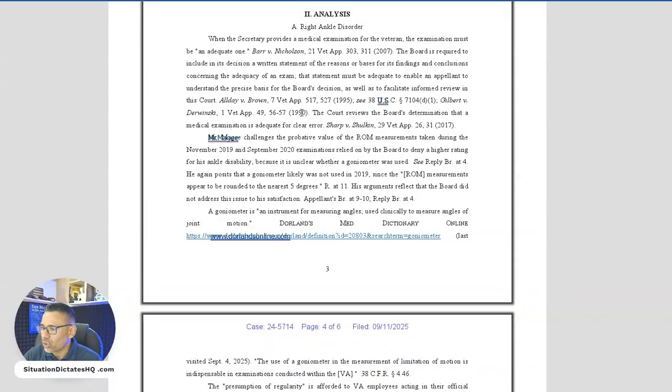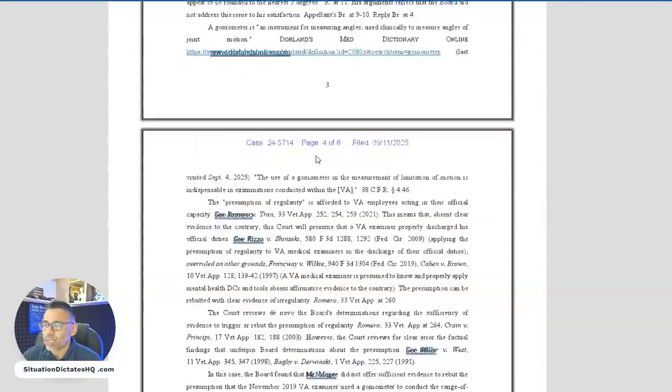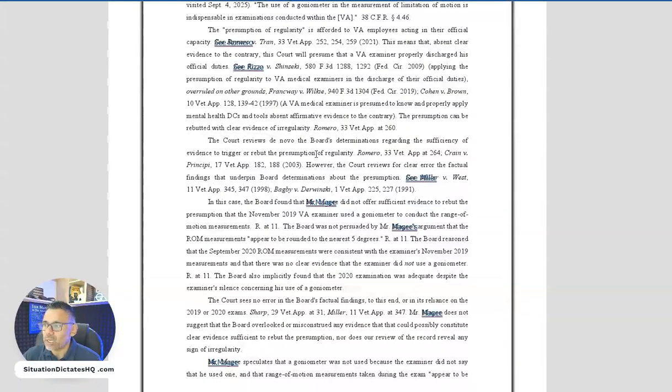more information, and it looks like, oh yeah, right here, there's 6 pages. And so you can look through these arguments and end up seeing what rules and what regulations they used. Right here, it's talking about Rizzo and Shazinski, right? The presumption of regularity is afforded to VA employees acting in their official capacity. This means that absent clear evidence to the contrary, this court will presume the VA examiner properly discharged his official duties. And so there's a lot. There's Cohen and Brown. There's Frank Way and Wilkie.